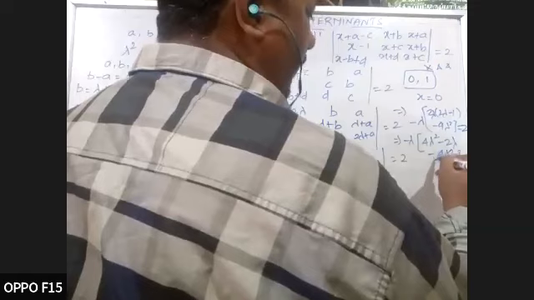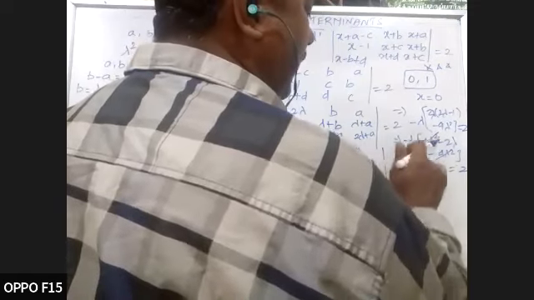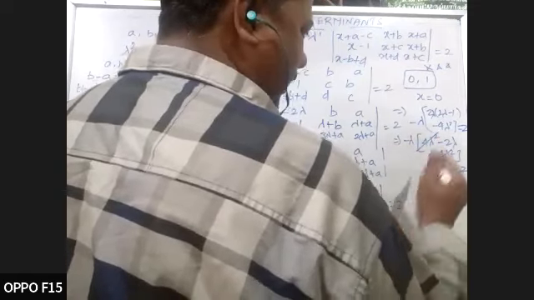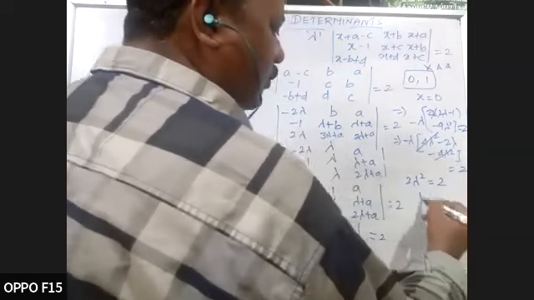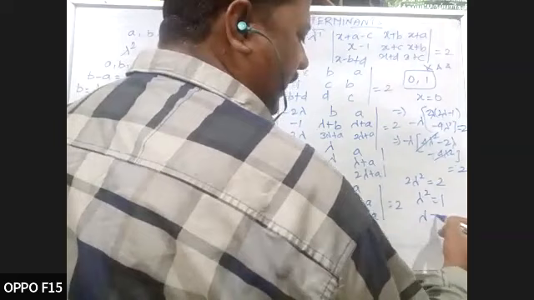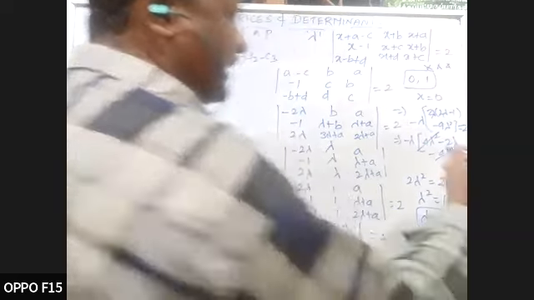Therefore, plus 4 lambda square minus 4 lambda square cancel. Minus into minus plus 2 into lambda, 2 lambda square, which is equals to 2. Your lambda square equals to 1. Lambda is equals to plus or minus 1 is the answer.